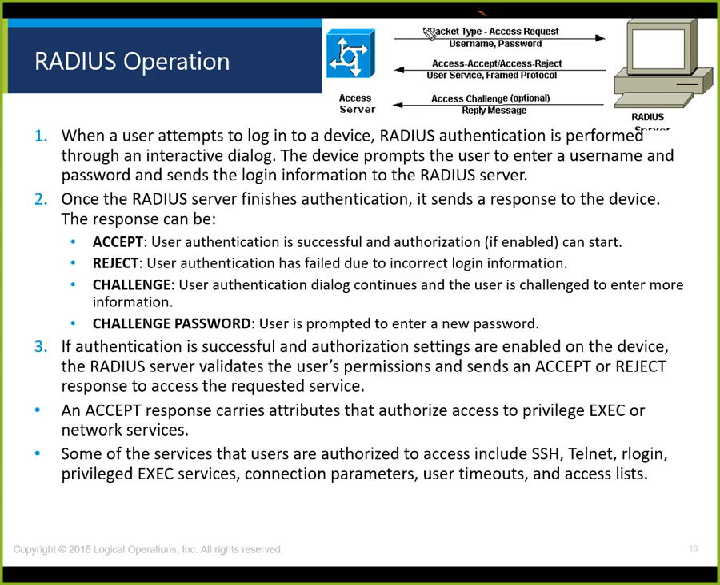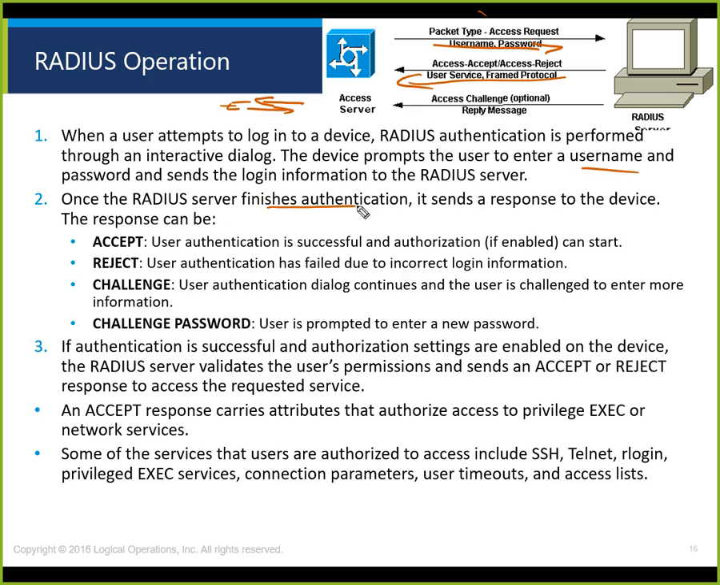Again, here it's the same basic process. We send our packet type, access request, username and password, to the Radius server. Access accept, or reject the user service frame protocol. And then access challenge, this is optional, a challenge reply message. So challenge is when, again, we send a character stream, we encrypt it with our password, send it back, and then it checks the hash to be sure that we're who we say we are. It prompts for the username and password, you saw that in the demo.